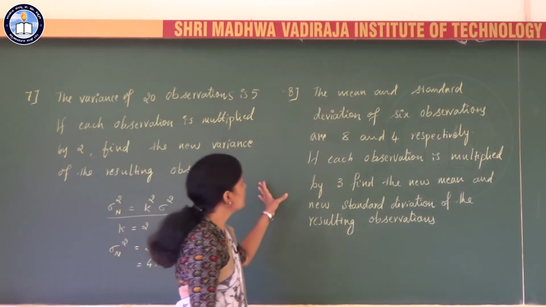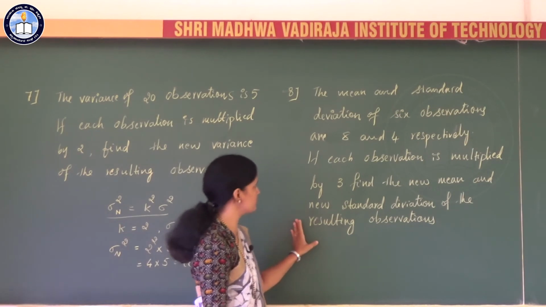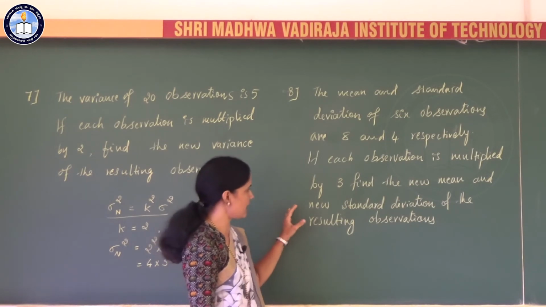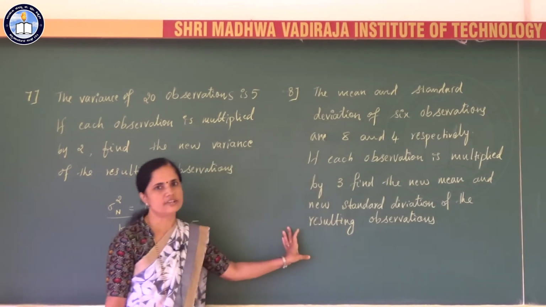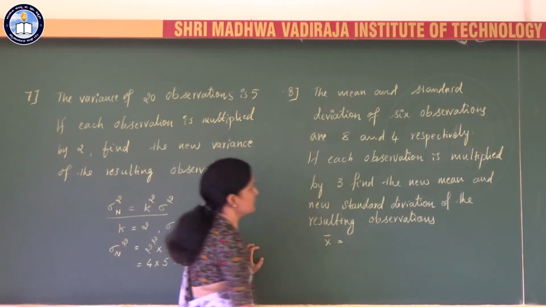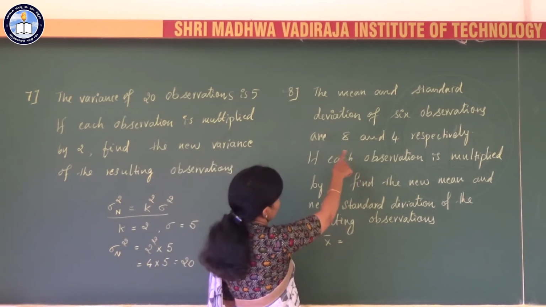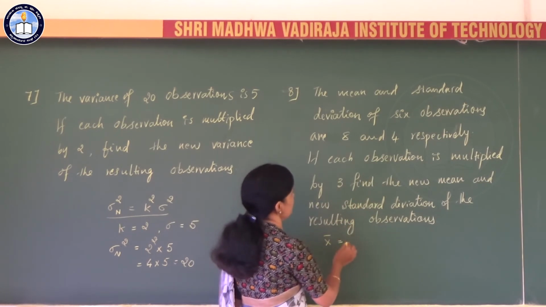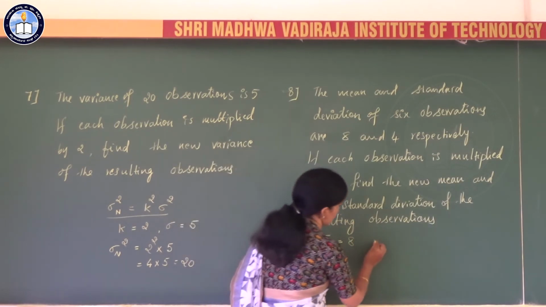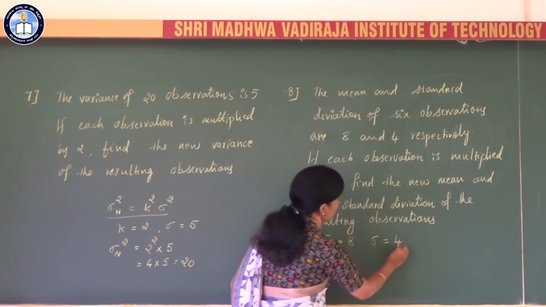Read the problem. The mean and standard deviations of 6 observations are 8 and 4 respectively. Each observation is multiplied by 3. Find the new mean and new standard deviation of the resulting observations. So here the mean is given. What is the previous mean? The mean and standard deviation are 8 and 4 respectively. The mean is equal to 8, and the previous standard deviation is equal to sigma, so that is equal to 4.